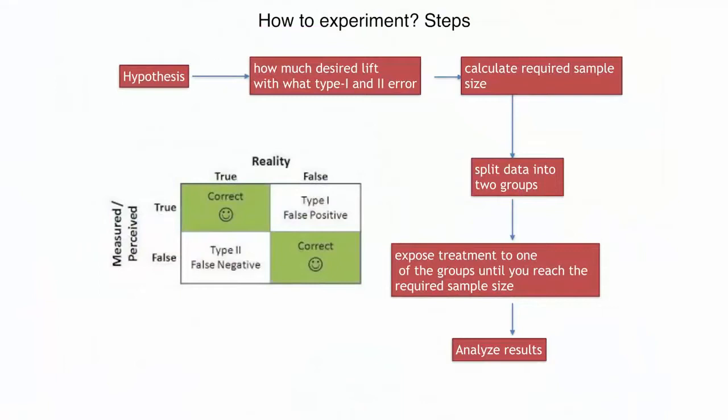Right, so I will get to type 1, type 2 error in the next slide, but basically those are the two safety factors, or how much tolerance to errors we can have while determining the lift. So we decide that first, and then the business decides, okay, for this feature we want 10% lift, or else it's not worth rolling out the feature, right?